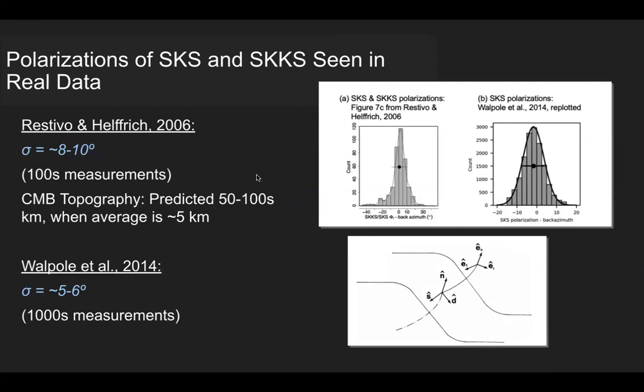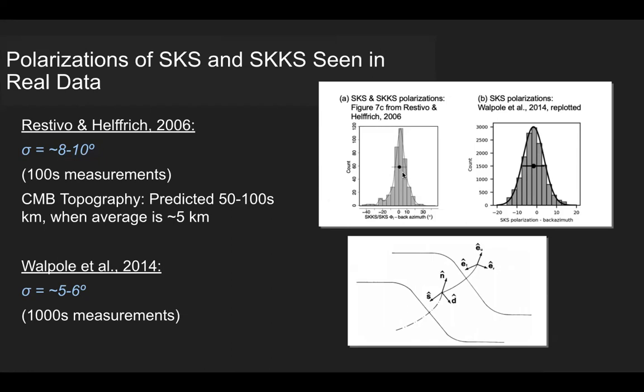These are actually previous studies that measured the polarization of SKS and SKKS seen in real data. Back in 2006, Restivo and Helffrich measured the polarizations of SKS. This is a histogram of their data. This is the polarization anomaly, so it's how much it differed. You can see that some of these polarization angles have outliers up to 40 degrees, but their sigma value is around 8 to 10 degrees.